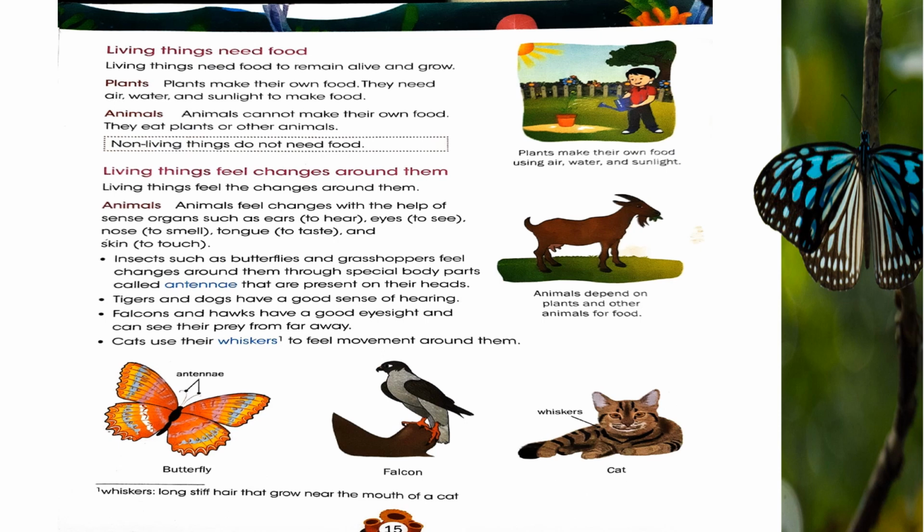As you can see in the images, there is a butterfly, which shows the antennae. What exactly are the antennae? Then a falcon, and a cat with whiskers.